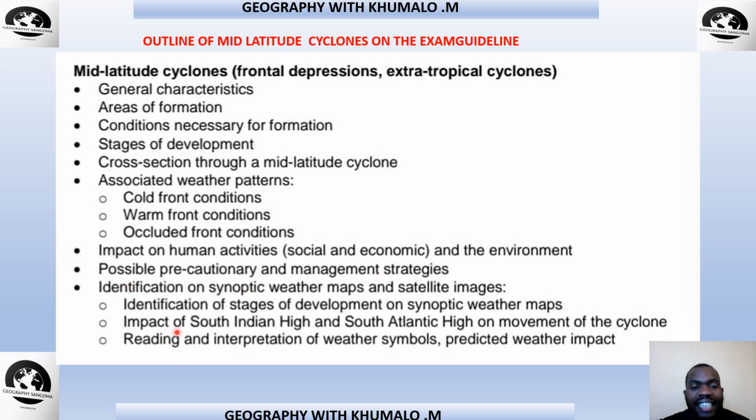We'll also look at the identification of the weather system on a synoptic map, and at satellite images of a mid-latitude cyclone and how to identify it on a synoptic weather map, and the identification of stages of development on a synoptic weather map. We are also going to look at the impact of the South Indian high pressure and the South Atlantic high pressure on the movement of the cyclone. And we are also going to read and interpret the weather symbols predicted on the weather map.